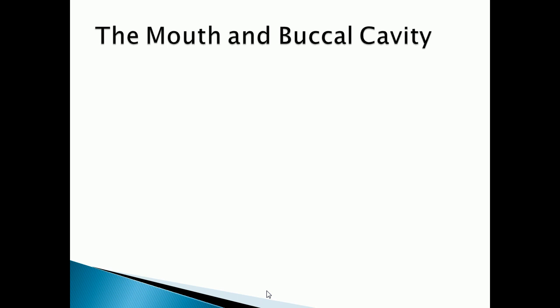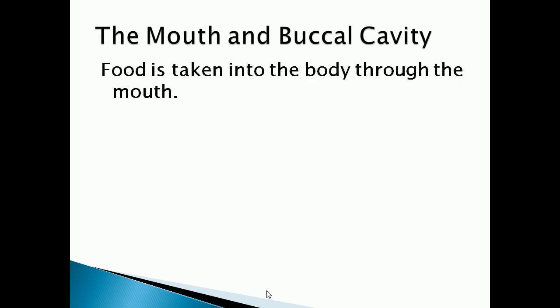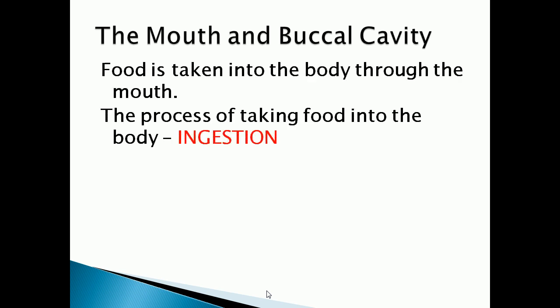Food is taken into the body through the mouth. Yes, we know how we intake food by mouth. The process of taking food into the body is called ingestion. So what is meant by ingestion? The process of taking food into the body is called ingestion.